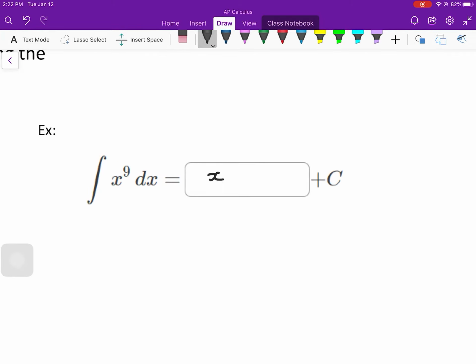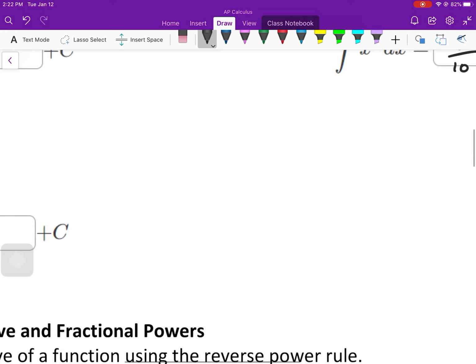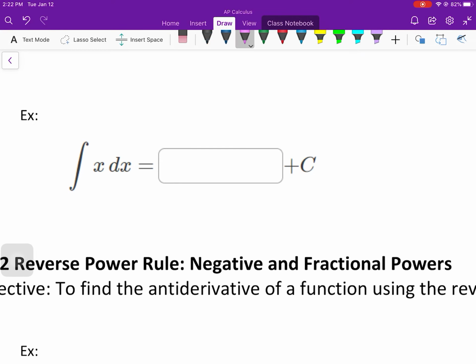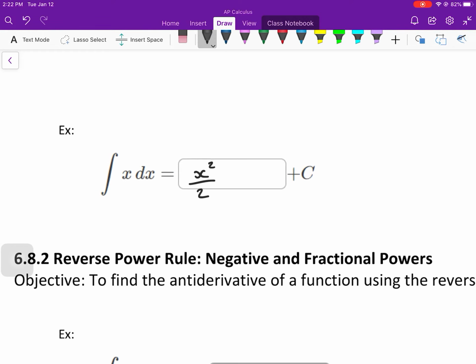This one becomes x to the 10, and then we divide by 10. This one, well, currently the exponent's a 1, right? So then that goes up to a 2 and we divide by 2. X squared over 2. It makes sense.